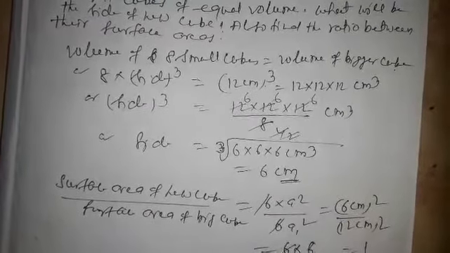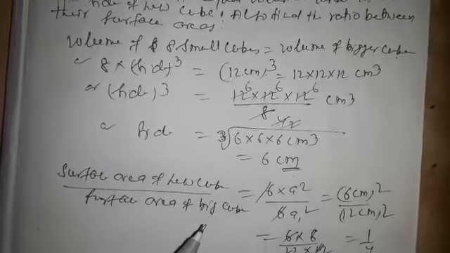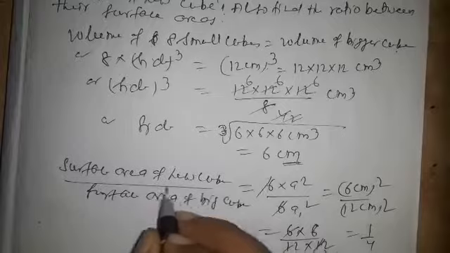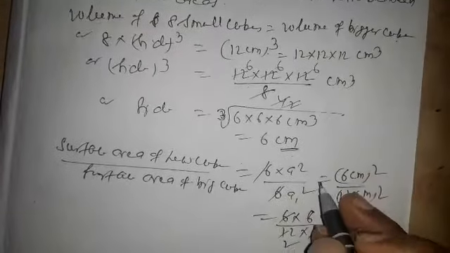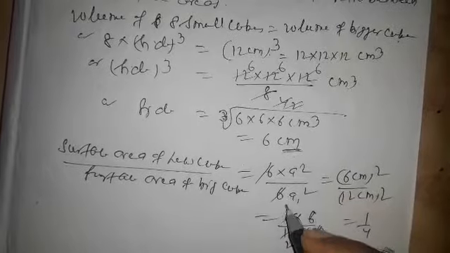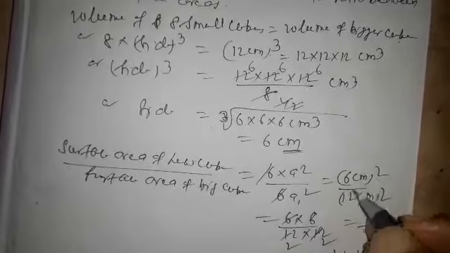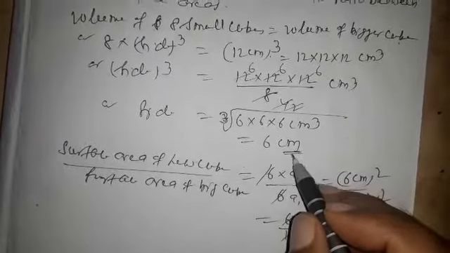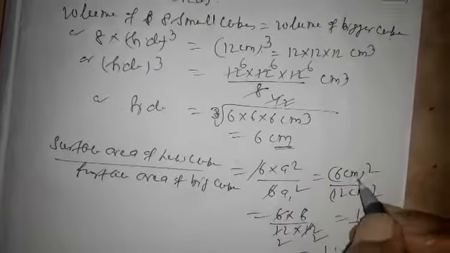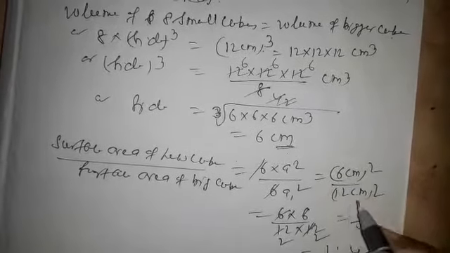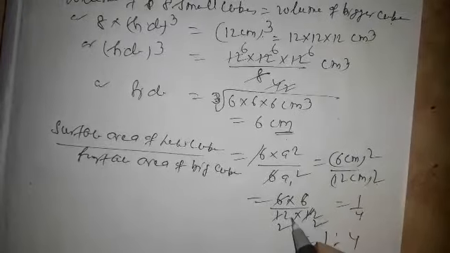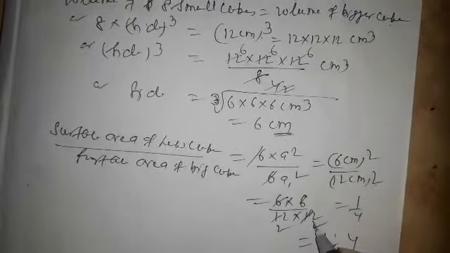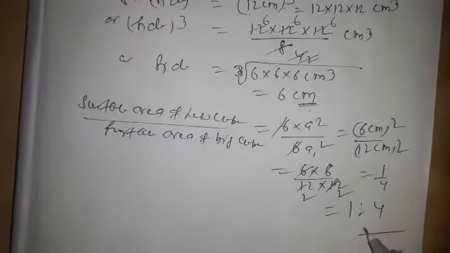Side 6 centimeter is for new smaller cube. Now here we have to find surface area of new cube to that of the surface area of the bigger cube. So surface area of cube is 6 into side square. So 6a square by 6a dash square. So side of new cube is 6 centimeter, 6 centimeter square by side of previous cube is 12 centimeter. So 12 square. So it is 6 into 6 by 12 into 12. 6 2s are 12, 6 2s are 12. It is 1 by 4. So this is 1:4.